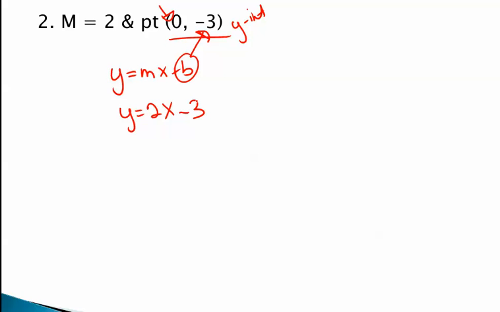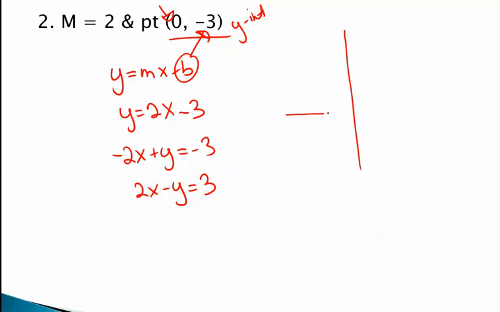y equals 2x minus 3. If I put it in standard form, I'm just going to rearrange it a little bit and negate it: 2x minus y equals positive 3. Now, again, when we're given a slope and a point, and especially a y-intercept, this will be fairly easy to graph. All you have to do is put the y-intercept down, (0, -3), and go up 2 units and to the right 1 unit.